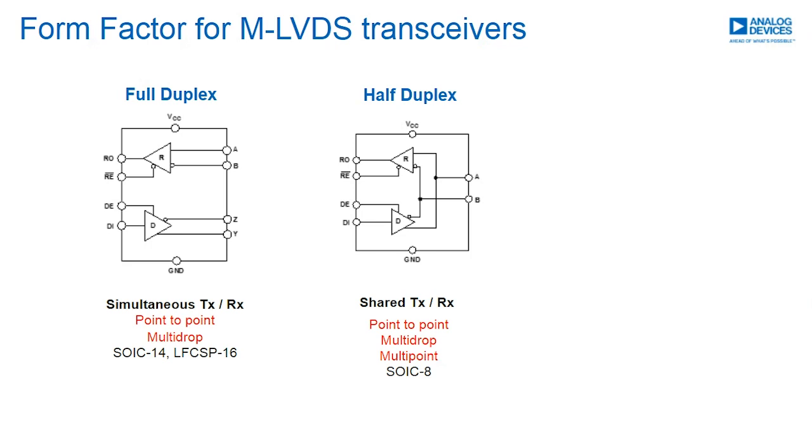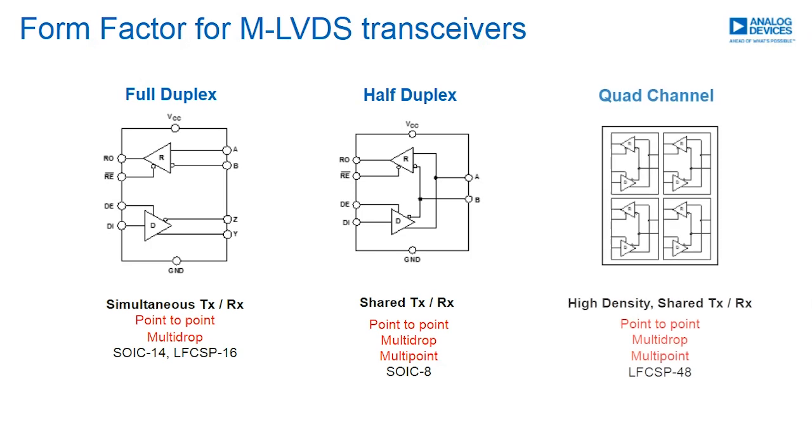For applications requiring higher bandwidth, or perhaps a level of redundancy via additional communication lanes, high-density multi-channel transceivers are available. For example, here we are showing a quad-channel half-duplex transceiver in a 7mm by 7mm LFCSP package.